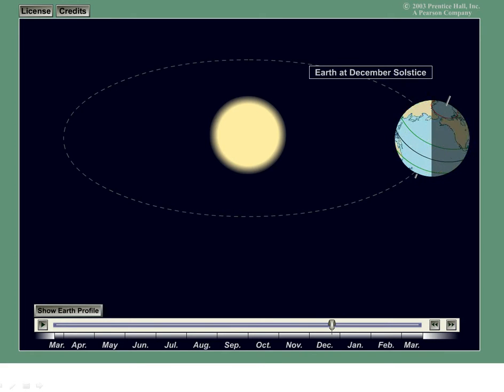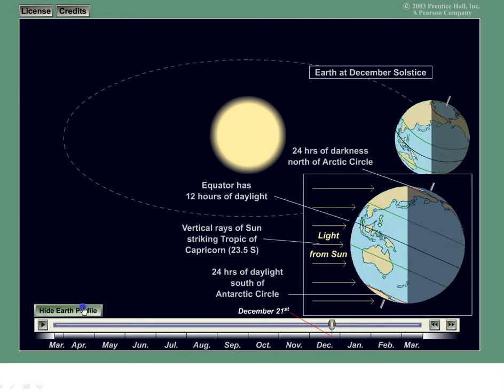And you can see this orientation is illustrating December 21st. You can see that the Earth is actually tilted on an axis. In this situation, the North Pole is tilted away from the sun, and therefore you can see right over here at the North Pole, they have 24 hours of darkness. The South Pole, a little bit tougher to see here, has 24 hours of daylight. If I show the Earth in profile, you can see that that's the case. Anything north of the Arctic Circle has 24 hours of darkness. Anything south of the Antarctic Circle has 24 hours of daylight in this case.